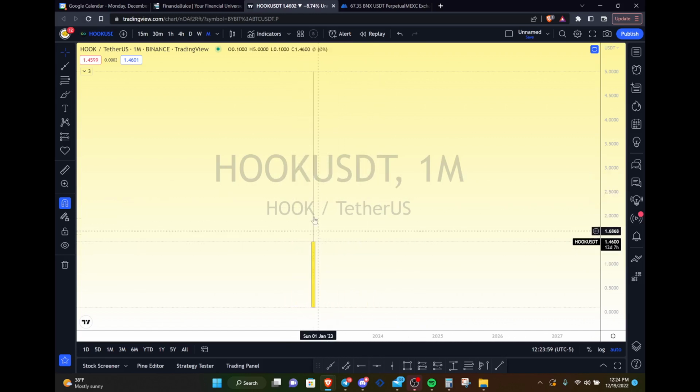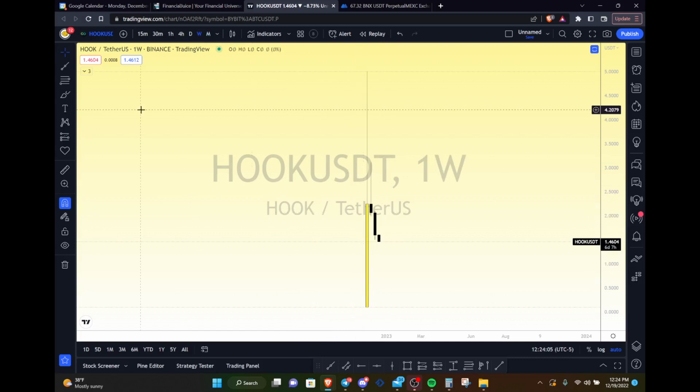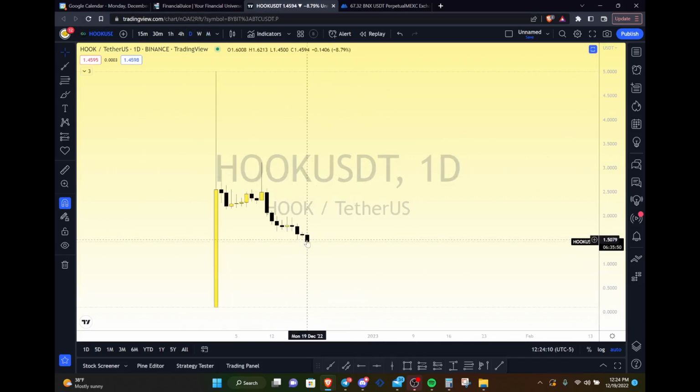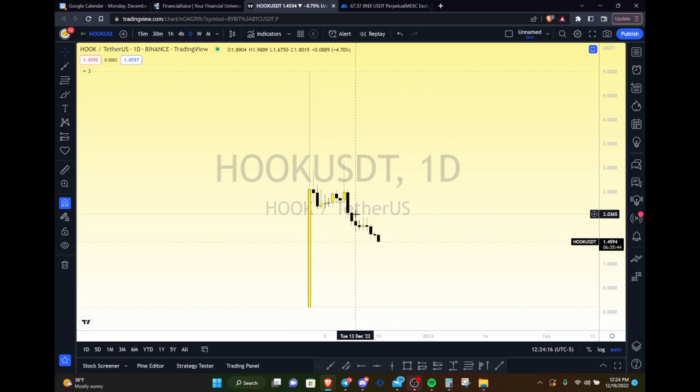Monthly, obviously, there's no information here. It looks like just a stick. So let's go down to the weekly, which I know will not have enough information here. Let's go down to the daily, which will not have enough information here. So guys, when you recommend these coins, just be careful. I would love to give you analysis, but there's just not that much you can say.